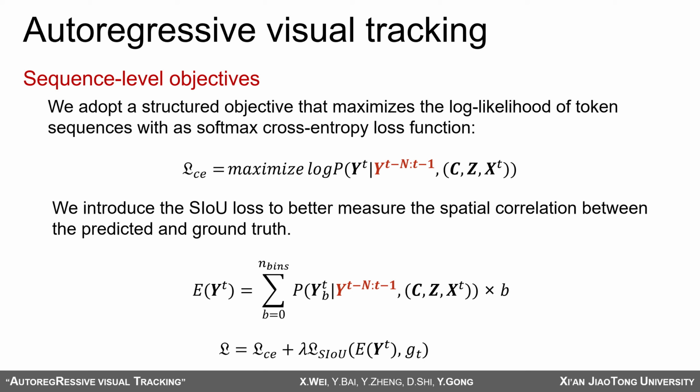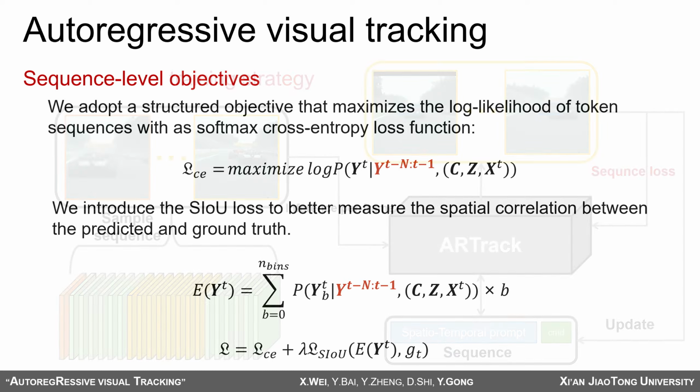AR-Track is trained on video sequences, surpassing per-frame training in optimization. To accomplish this, it employs a structured objective that maximizes the log likelihood of token sequences, utilizing a softmax cross-entropy loss function. Additionally, we introduce the SIoU loss to enhance the spatial correlation assessment between predicted and ground truth bounding boxes. This involves leveraging the distribution's expectation to express the coordinates, deriving the predicted bounding box, and computing its SIoU with the ground truth.